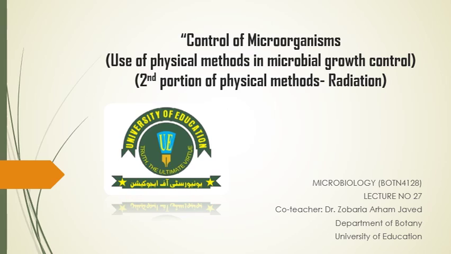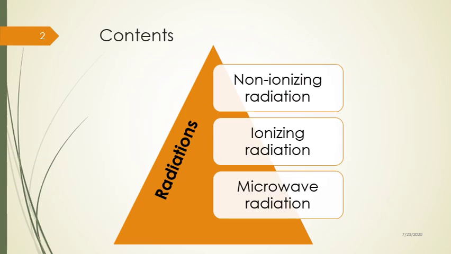Today we will discuss lecture number 27, from Control of Microorganisms in your course outline. Today we will discuss the use of physical methods in microbial growth control, and it's the second portion of physical methods, that is radiation.